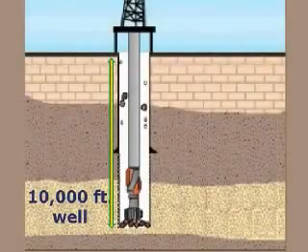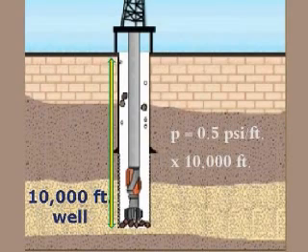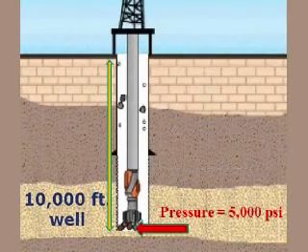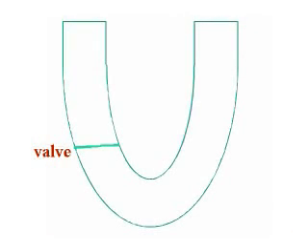So using our formula, we can answer the question, what is the pressure at the bottom of a 10,000 foot well going to be? Well, it is P equals 0.5 psi per foot times 10,000 feet, which gives us 5,000 psi.